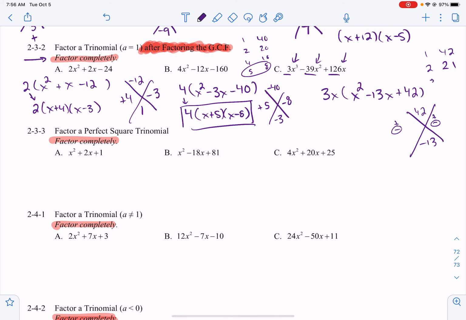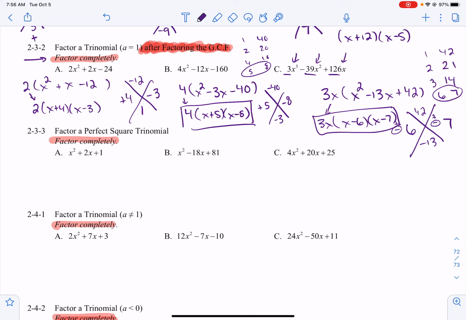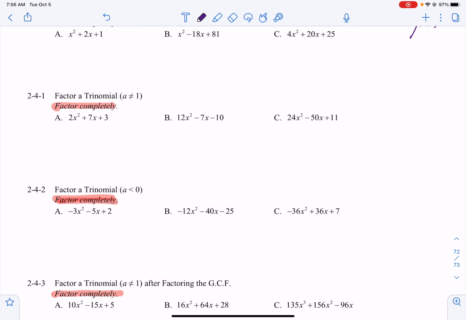Does 3 go into it? 3 does go into it. 3 and 14. 4 doesn't work. 5 doesn't work. 6 does work. 6 and 7. Oh, there's our magic numbers. Negative 6, negative 7 add up to negative 13. So my parentheses, x minus 6, x minus 7, but I have a 3x in the front that I factored out that I need to put in my answer. Otherwise, it's not going to count, okay?